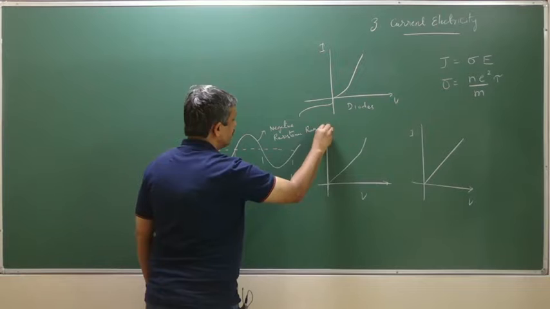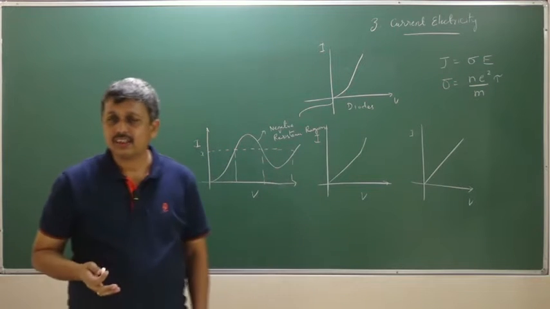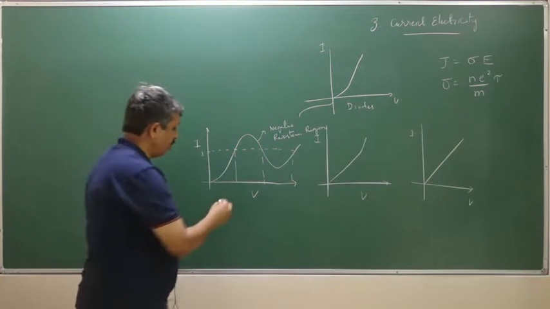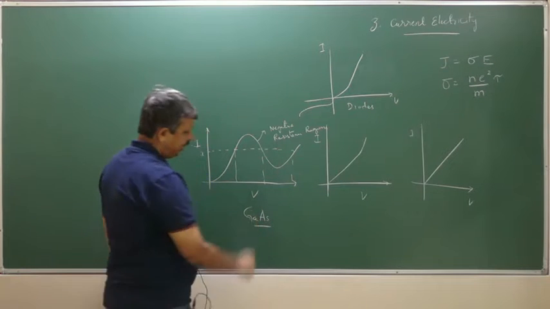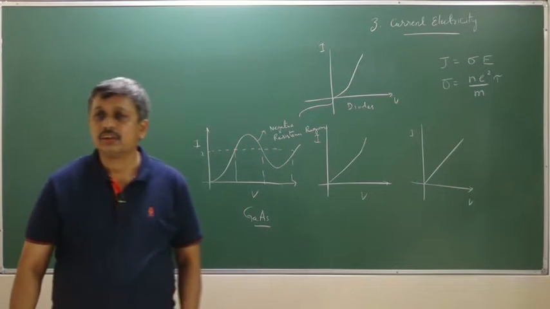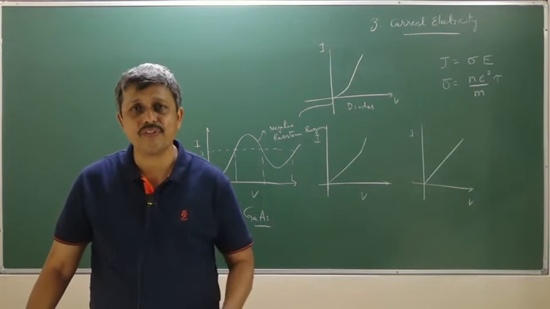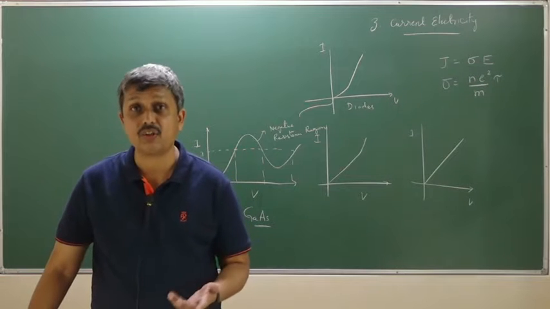So some materials work like this. One of the materials which work like this is called gallium arsenide, which we use for making LEDs and all. These are all going to be useful when we get into studying electronics.